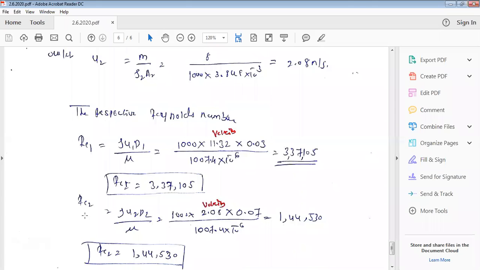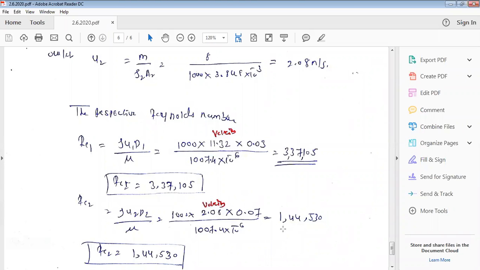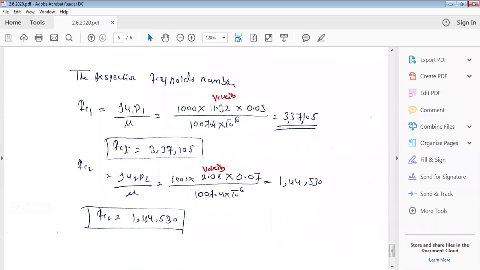Similarly, if I go for the Reynolds number at the exit, it is density times velocity at the exit times diameter divided by kinematic viscosity, and here the velocity is 2.08 whereas there the velocity is 11.32. If I calculate at the exit, the Reynolds number comes to about 1,44,530, whereas at the inlet it is 3,37,105. A huge difference between these two.